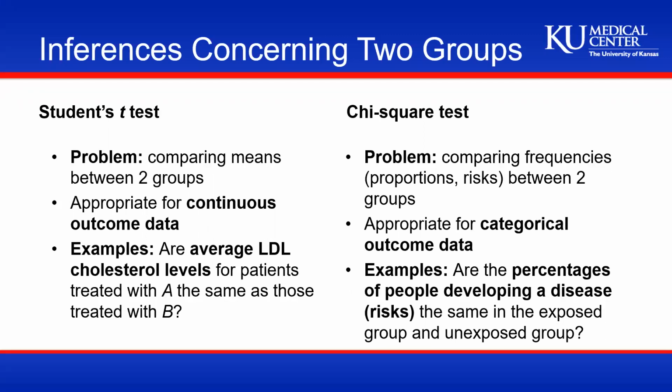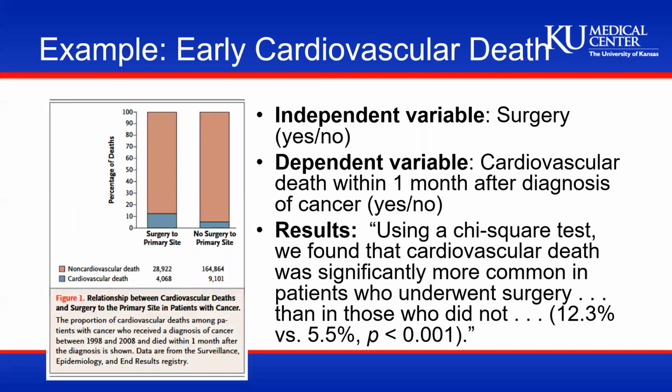Some examples of the questions are: are average LDL cholesterol levels for patients treated with A the same as those treated with B, or are they different? For the chi-square test, are the percentages of people developing a disease the same in an exposed group and an unexposed group? So that's getting at risk. You see that a lot in public health or more observational studies.